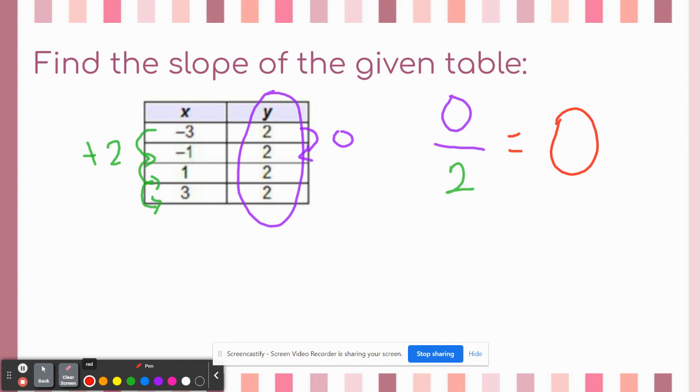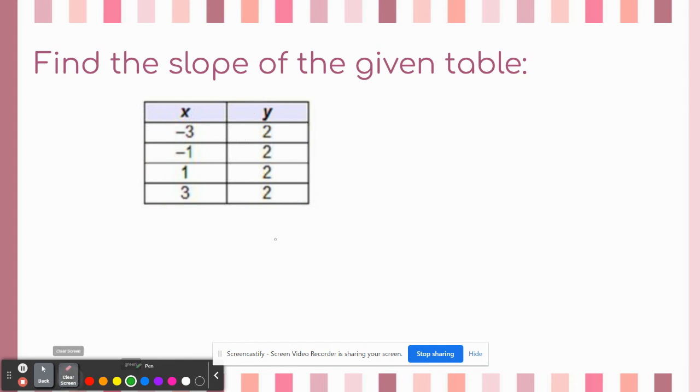And if I actually graph that real quick, so -3 to -1, 2, 1, 2, 3, 2, and I graph that line, I don't know if you notice it's a 0 slope because there's no steepness. It's flat, it's horizontal. It's another way you can try to do that type of problem.